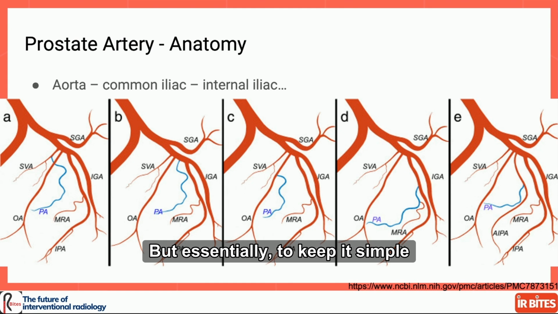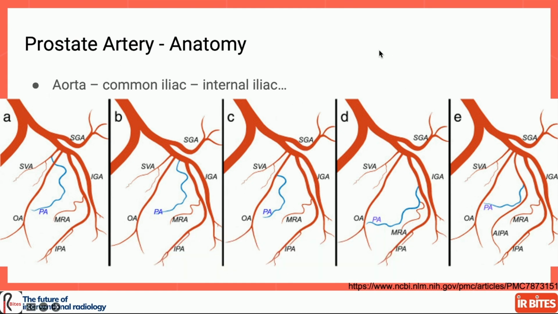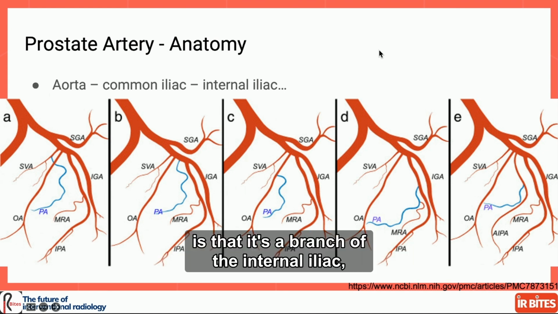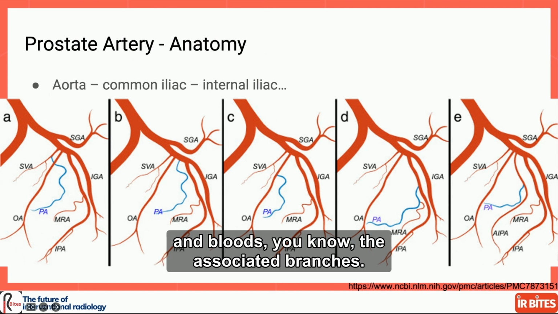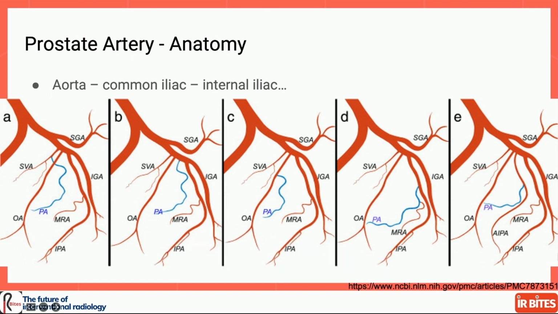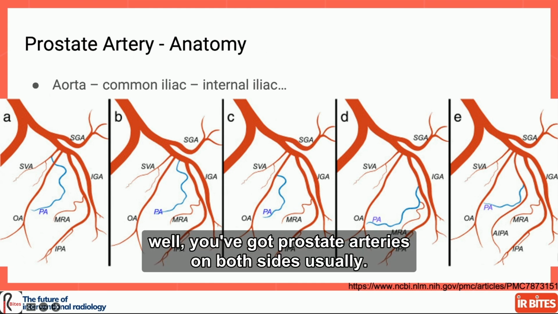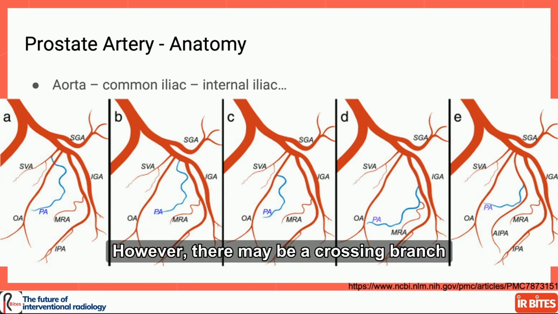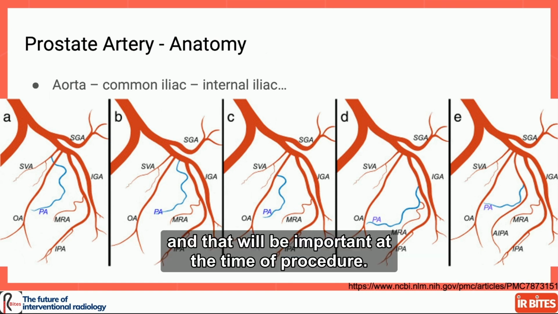But essentially, to keep it simple, the branching pattern is what you really need to know as a foundation level, that it's a branch of the internal iliac. And then if you do wish, you can go in and learn more about the anatomy and the associated branches. You've got prostate arteries on both sides usually. However, there may be a crossing branch which connects both sides together, and that will be important at the time of procedure.